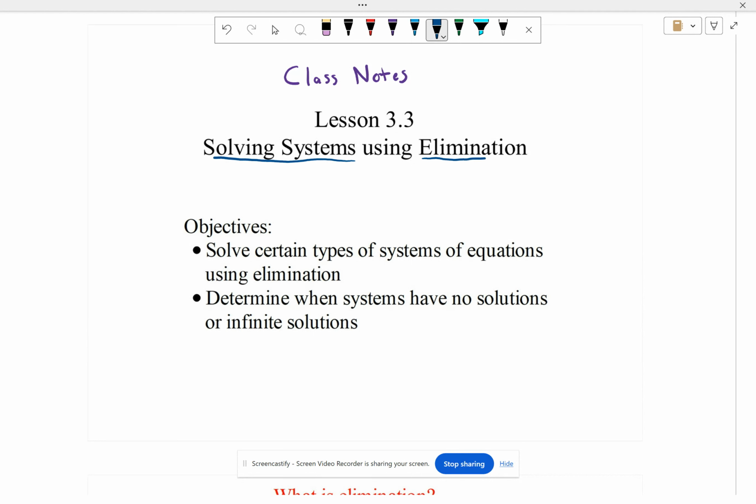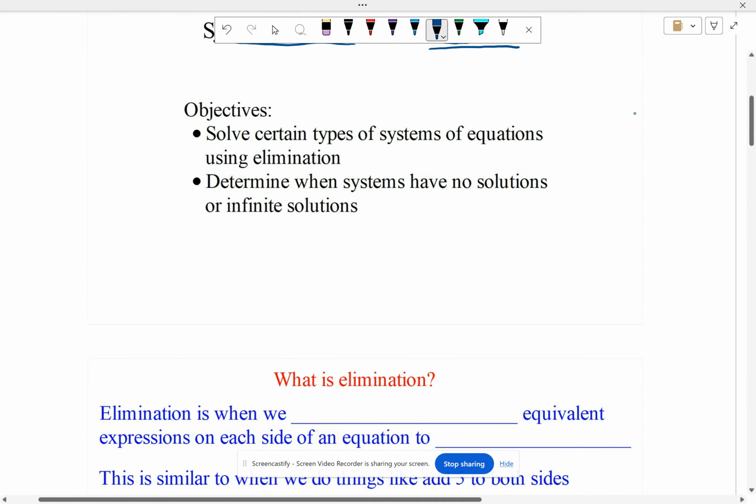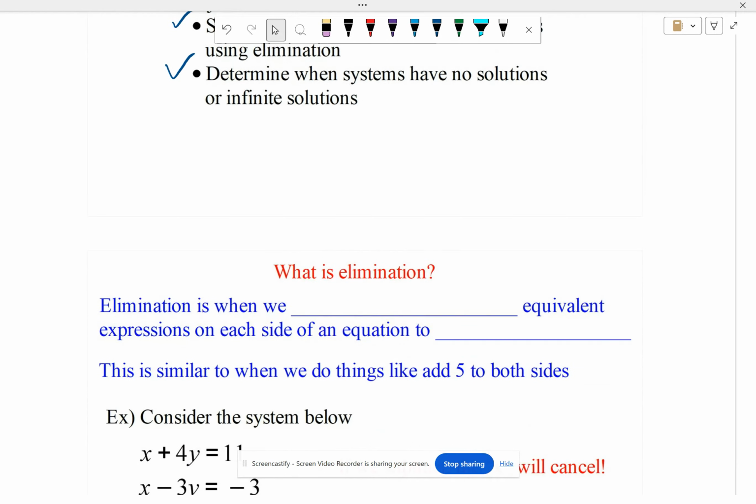And now I'm going to also show you this elimination method, which will be familiar to you. Sometimes elimination is the easiest way to go. Sometimes substitution might be easier. But I just want to show you this last method of solving systems. So the objective is to solve certain types of systems with elimination and determine when systems have no solutions or infinite solutions, which is, again, somewhat review.